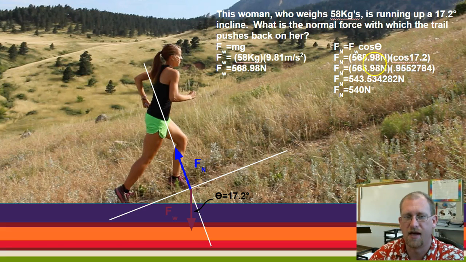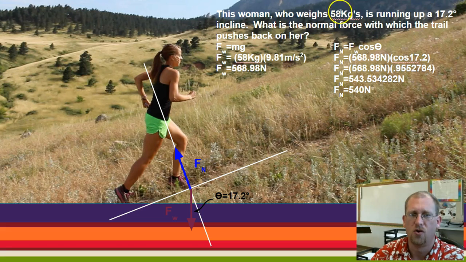We multiply that times the weight force, and we get this number, 543.534282 newtons. Too many digits. Let's fix those digits, okay? Let's look back here. We have 2 significant digits. We have 3 significant digits. We have to go with 2. So 540 newtons is the normal force pushing back on her. That's the force that the trail exerts against the runner. Okay? If you have any questions, let me know in the comment section.